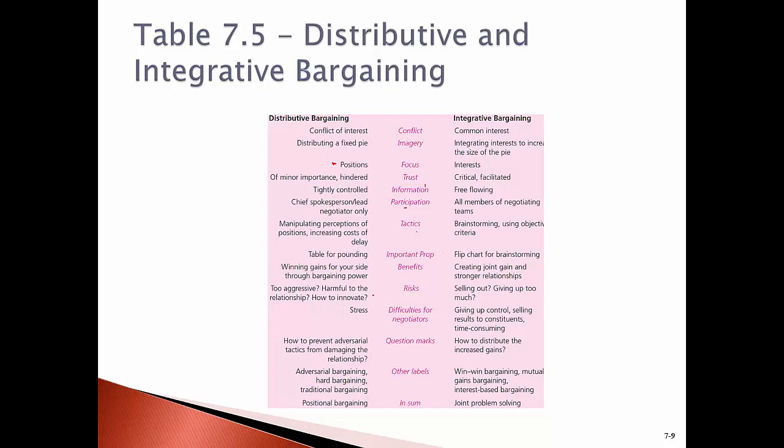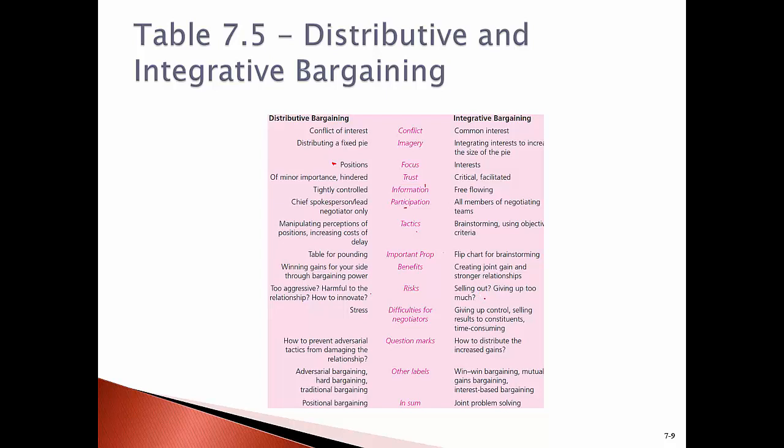What are the risks of these two strategies? Well, in distributive bargaining, we may seem very aggressive. It may harm relationships. We may not give enough credence to the workers' perspective or the company's perspective, and we may not innovate in our contract, which may mean we also don't innovate in our production process. In integrative bargaining, both sides could be seen as selling out or giving up too much.